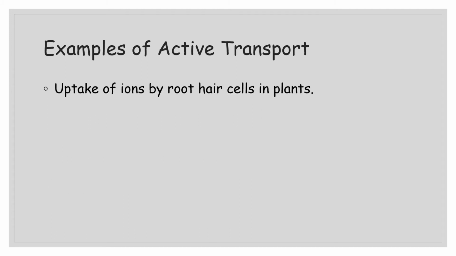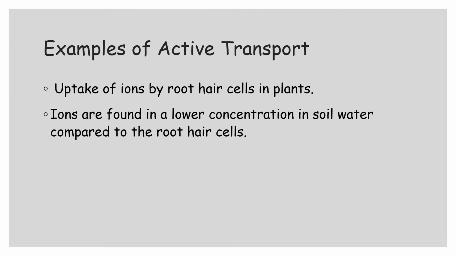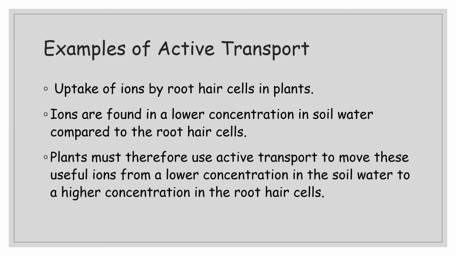Another example is the uptake of ions by root hair cells in plants. You'd be familiar with the fact that roots are there to take in water to allow the plant to grow, but they also take in useful ions, which are found in lower concentration in soil water compared to the root hair cells themselves. So the plants employ active transport, so the use of energy to move those useful ions from that low concentration in the soil water to high concentration in the root hair cells. So again, that's a kind of question that can come up in National 5 tests and exams, looking at the concentration of ions both inside compared to outside the cell.